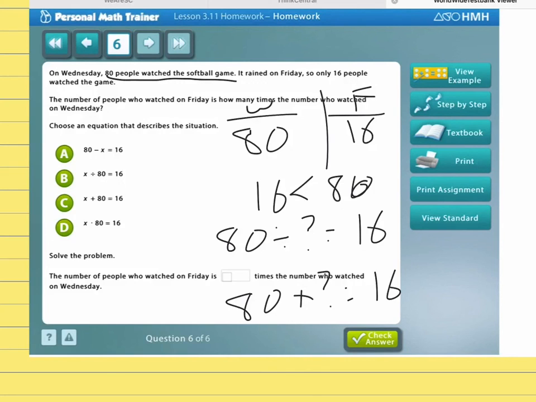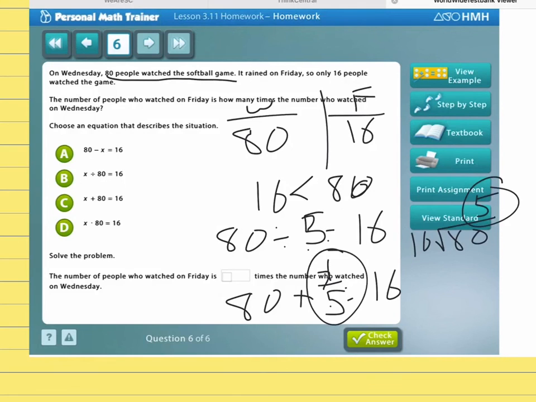So what is it equal to? Well, let's see how many times 16 will go into 80. If I divide 80 by 16, I'm going to get 5. So I think 80 divided by 5 will equal 16, or 80 times 1/5 will equal 16. So it is 1/5 times the number of people who saw the game on Friday as they did on Wednesday.